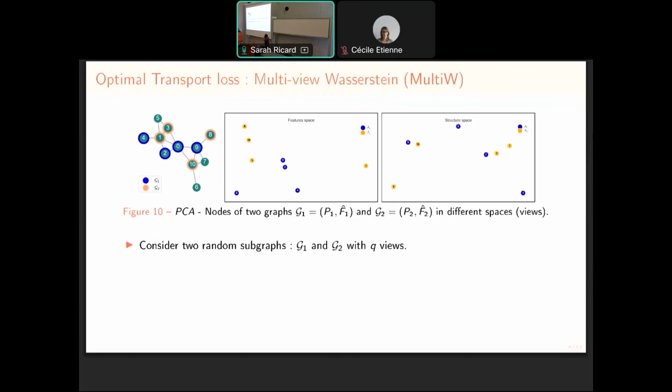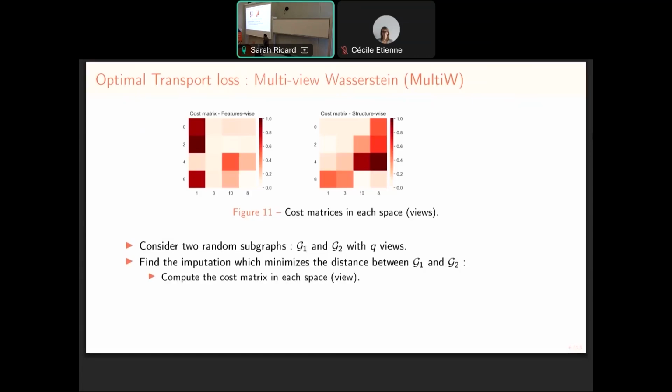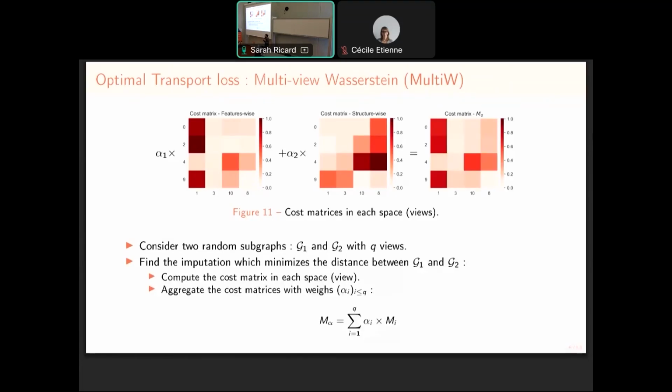And to do so, what we will first do is to compare the distances between the blue nodes and the orange ones with a cost matrix. This is a distance matrix that will be the same. Once again, we can see that nodes 9 and 3 are pretty close together in the feature space, but they are far away in the structure space. And the trick is simply to aggregate both distances with a weighted average. So this is very simple, but also very cost efficient.